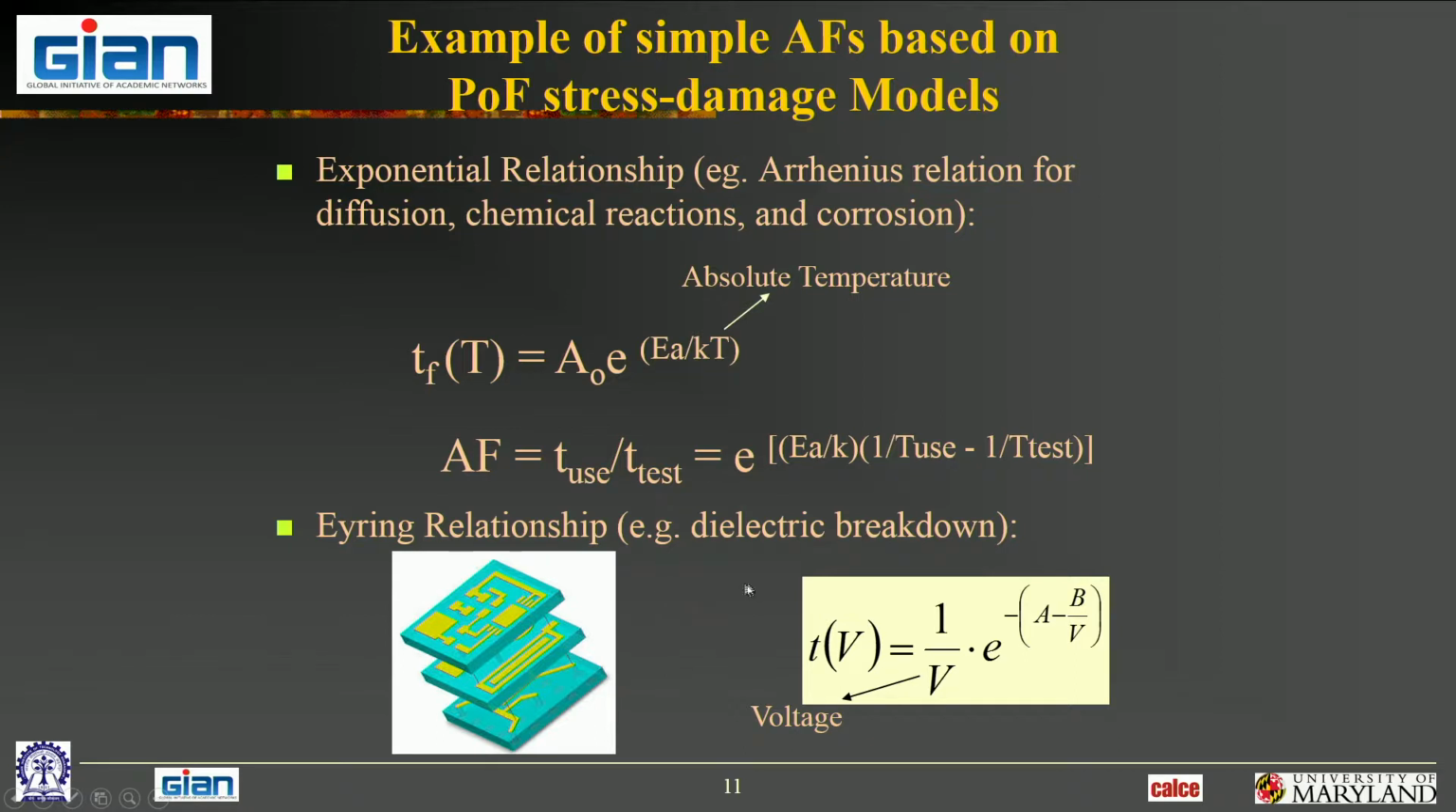Okay, here's another example. So there are many models for dielectric breakdown. One of the simplest ones is what we call an Eyring relationship. Like the Arrhenius, it is an exponential relationship, but there's no temperature here. This is voltage, okay? So voltage is appearing in two places here, 1 over V here, so it's V to the power minus 1 here, and in the exponential. So that's typical in Eyring relationships. It appears in two places. There are two functions, okay?